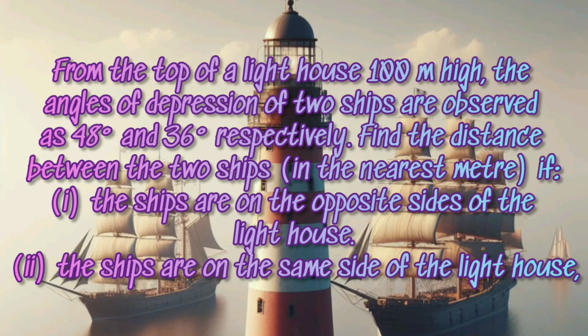The 13th question. From the top of a lighthouse of 100 meter high, the angles of depression of two ships are observed as 48 degree and 36 degree respectively. Find the distance between the two ships to the nearest meter if one, the ships are on the opposite sides of the lighthouse, two, the ships are on the same side of the lighthouse. So the question contains two parts. There is a lighthouse of 100 meter high, and from the top of that lighthouse, two ships are observed, and the angles of depression are 48 degree and 36 degree.